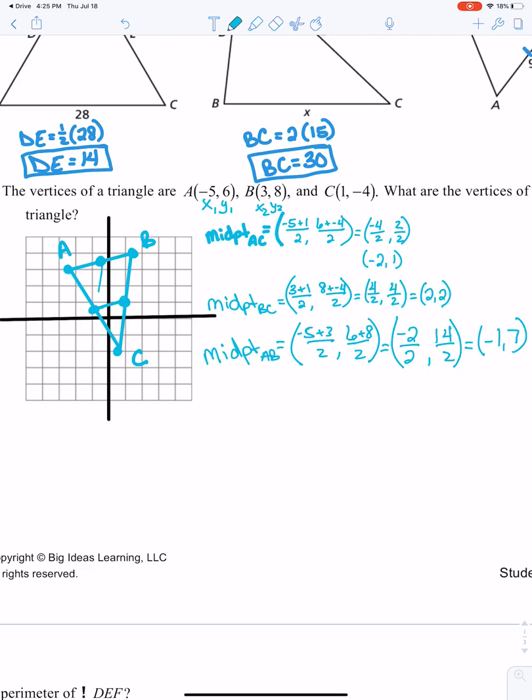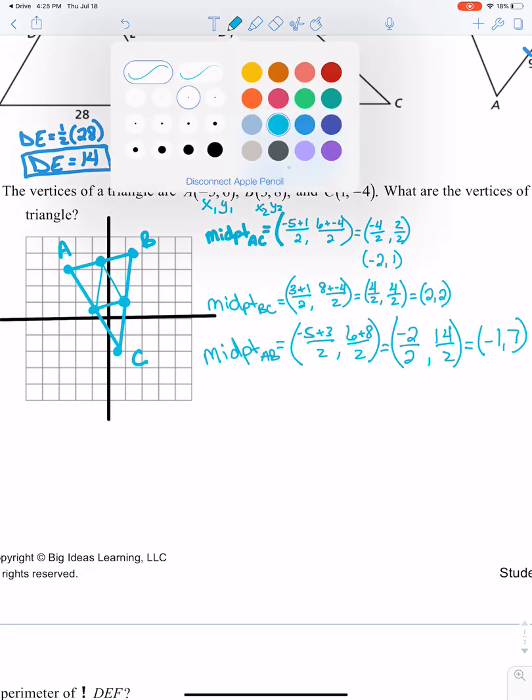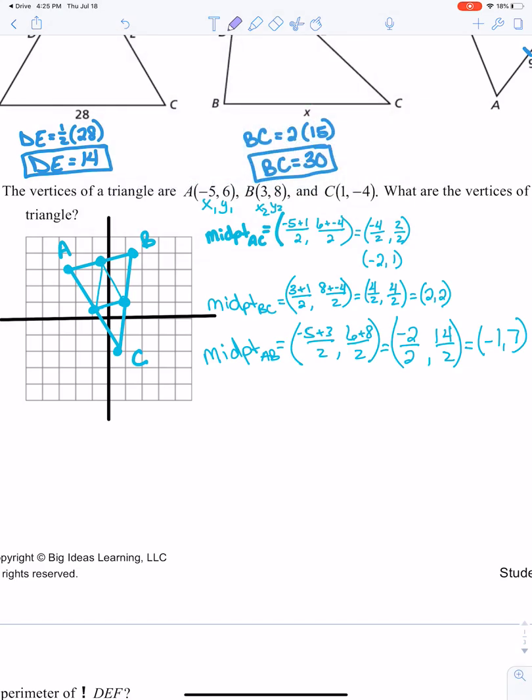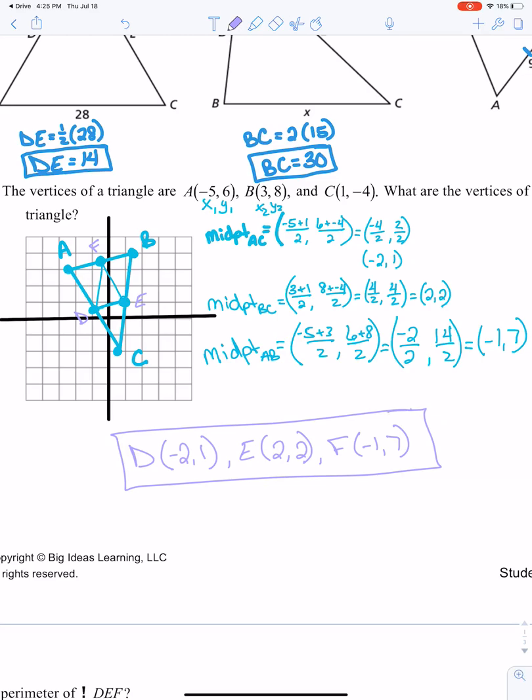And this is our mid-segment triangle. I'm going to give our mid-segment triangle a name and call it D, E, and F. So the vertices of our mid-segment triangle are at D, negative 2, 1, E, 2, 2, and F, negative 1, 7. And that's actually going to be our final answer.